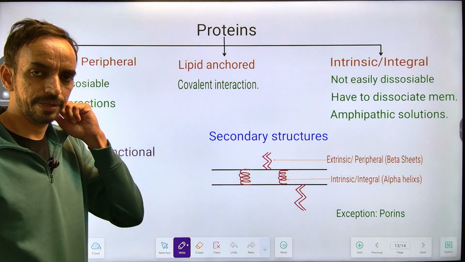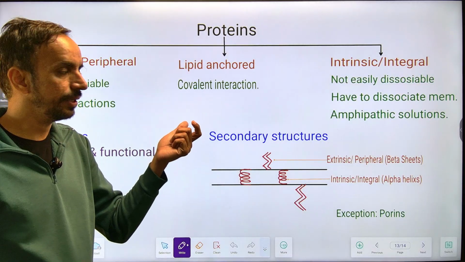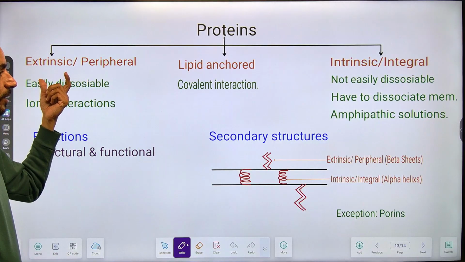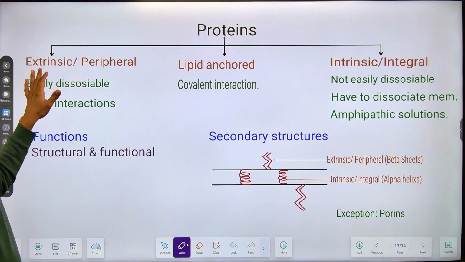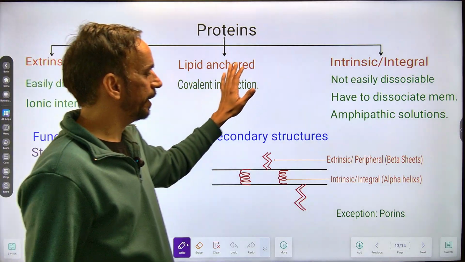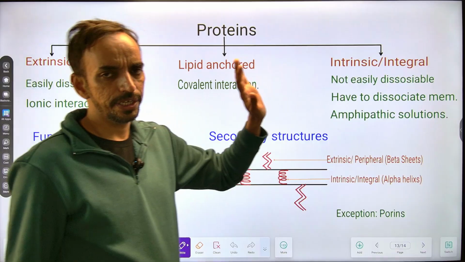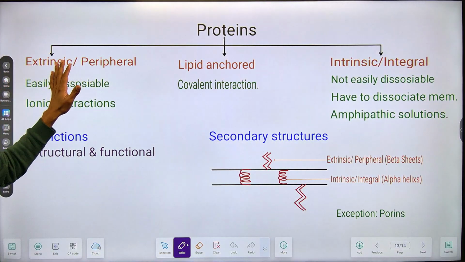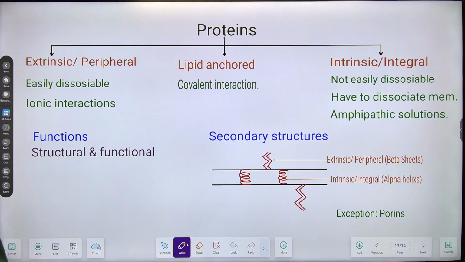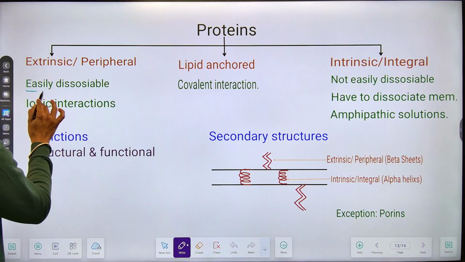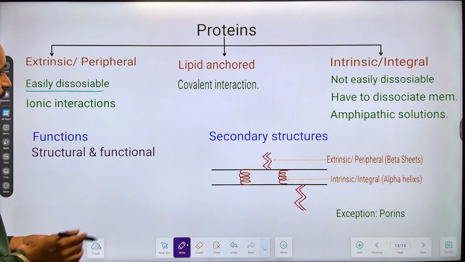So there are 2 categories of movements, spontaneous and non-spontaneous, and there are 4 types of movements in lipids of plasma membrane. Next, the proteins. The next framework molecule is the protein. In plasma membrane, there are 3 major categories of protein: extrinsic, lipid anchored and intrinsic protein.